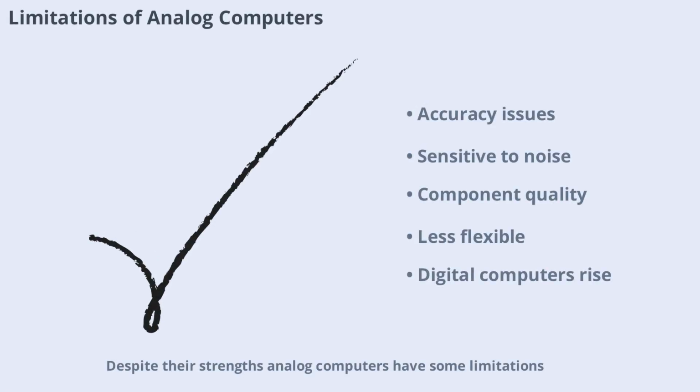Despite their strengths, analog computers have some limitations. Their accuracy can be affected by noise, temperature changes, and the quality of their components. They are also less flexible than digital computers, making it harder to reprogram them for different tasks. As technology advanced, digital computers became more popular due to their reliability and versatility.